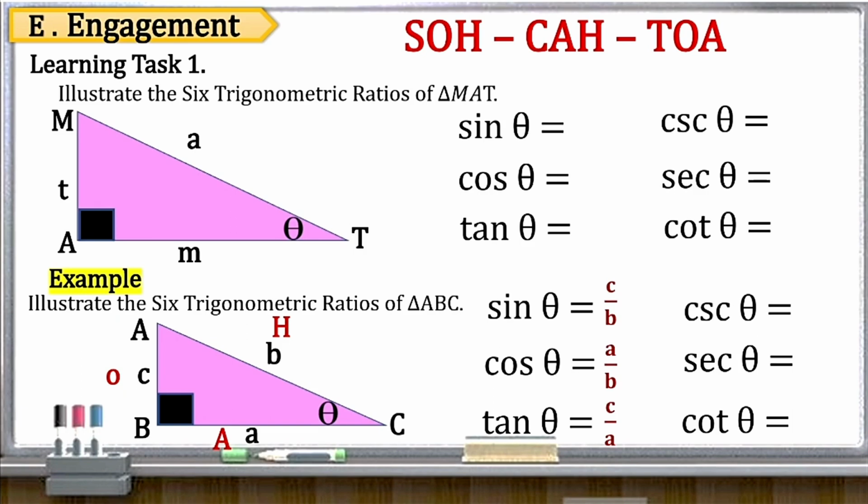Pag nakuha na natin class yung sin theta, cosine theta, and tangent theta, madali na natin masasagutan yung cosecant, secant, and cotangent. So, remember class, yung cosecant ay reciprocal ng ating sin theta. So, babalik lang natin yon. Kung yung sin theta ay C over B, yung cosecant natin ay B over C. Para naman sa ating secant theta, reciprocal siya ng ating cosine, so B over A. And for cotangent theta, A over C.